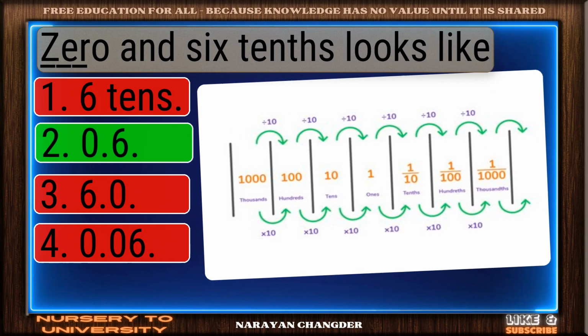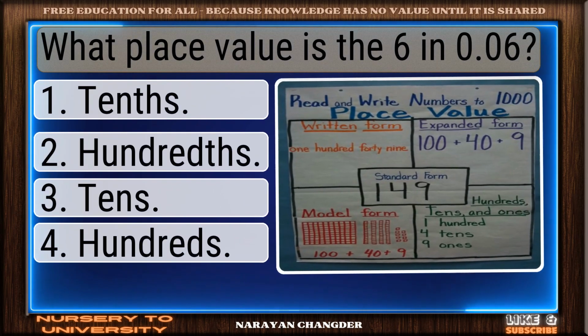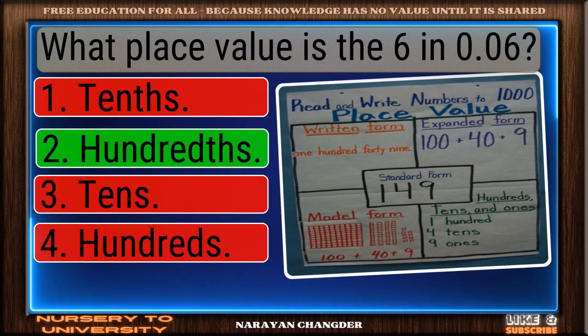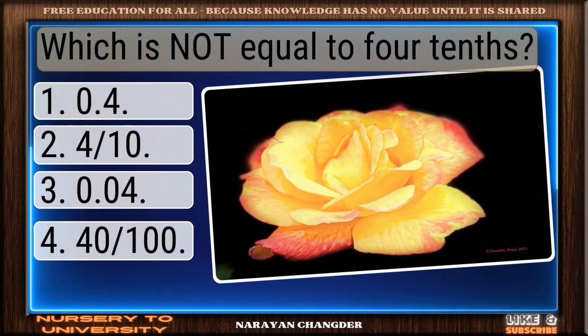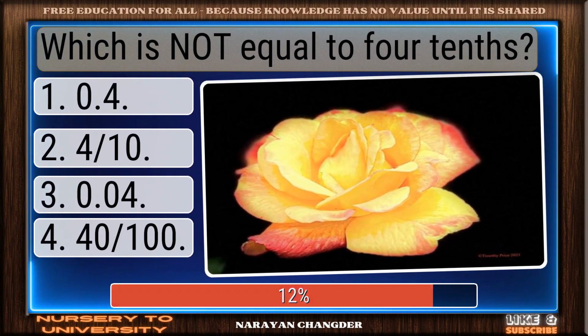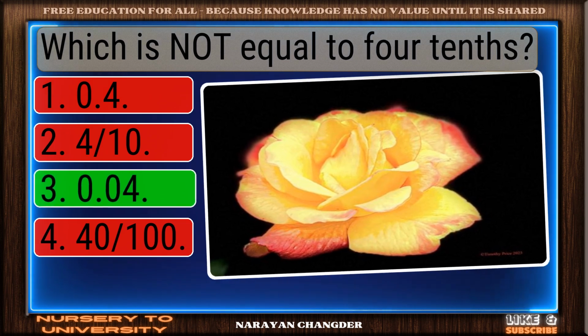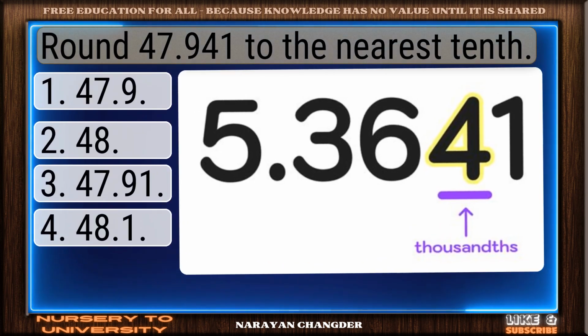Nicely done. 0.6 is a solid answer. What place value is the 6 in 0.06? Bravo. Hundredths is the answer. Which is not equal to 4/10. Correct. 0.04 is the right answer. Round 47 and 41 to the nearest tenth.